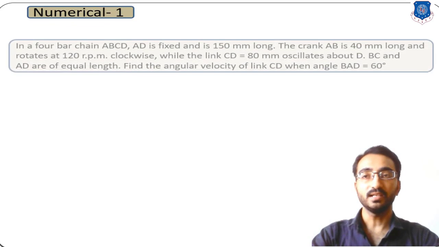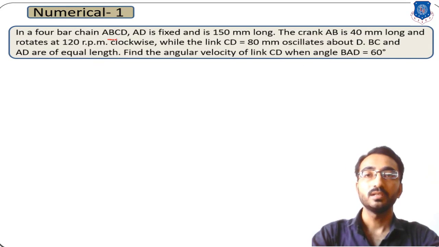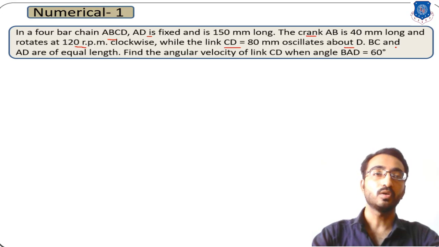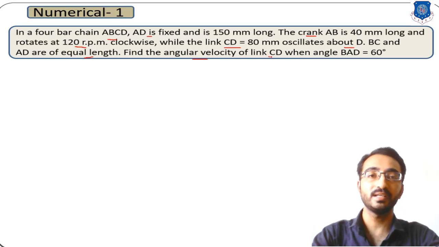So the first numerical: in a 4-bar chain mechanism ABCD, link AD is fixed and the dimensions of AB with RPM are given. The length of link CD is given and point D is oscillating about that. Now BC and AD are considered of equal length, and we have to calculate the angular velocity of link CD when the initial angle is 60 degree.